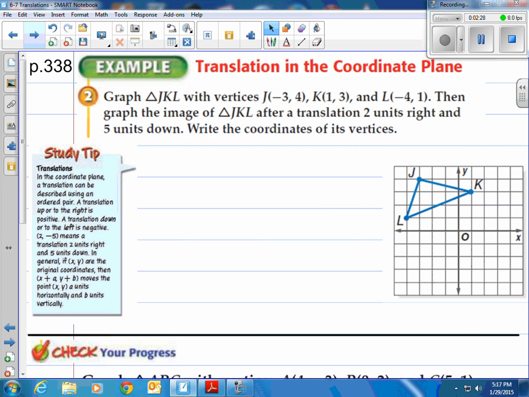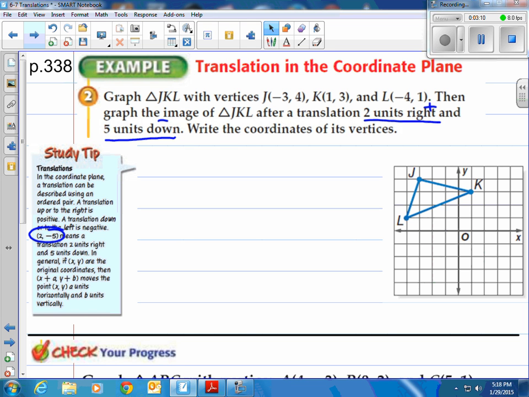I want to show you this new notation that we've seen mainly on tests. I believe there's one on the MCA test that I thought I saw. It says here, in the coordinate plane, you can look at the study tip on the left. In the coordinate plane, a translation can be described using an ordered pair. A translation up or to the right is positive, and a translation down or to the left is negative. So they might say in this case, we've got 2 units to the right and 5 units down. Right is a positive, down is a negative. So notice what they've written here. 2, -5 means a translation of 2 units right and 5 units down.